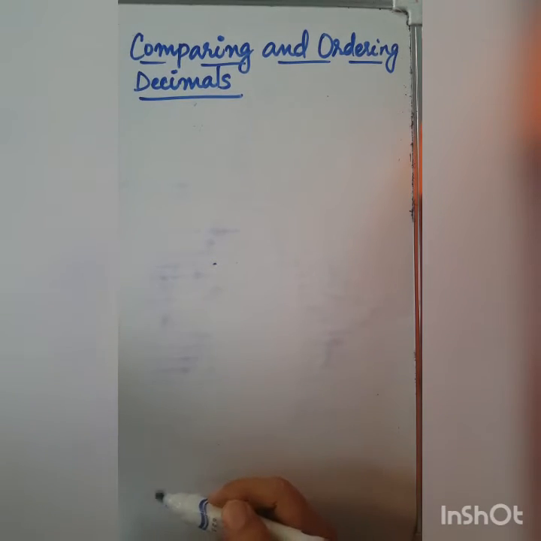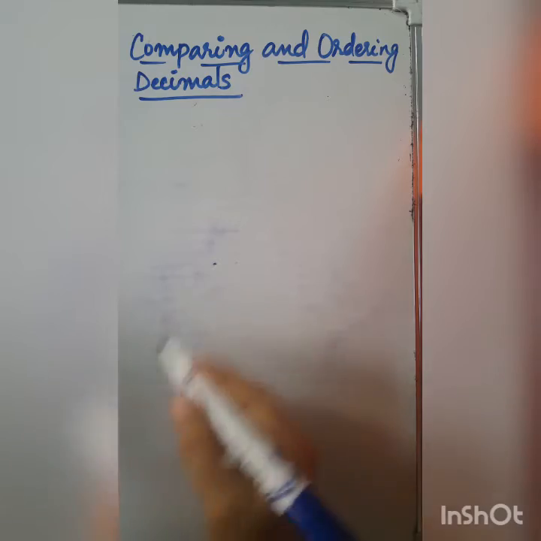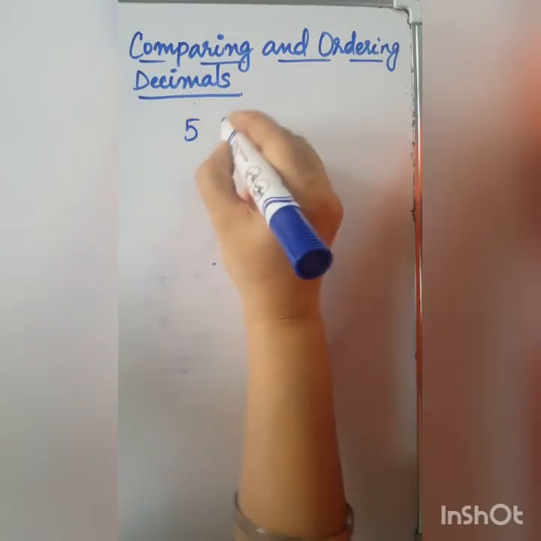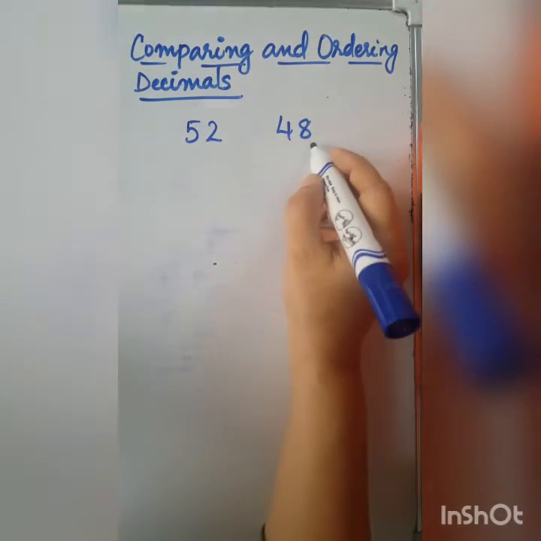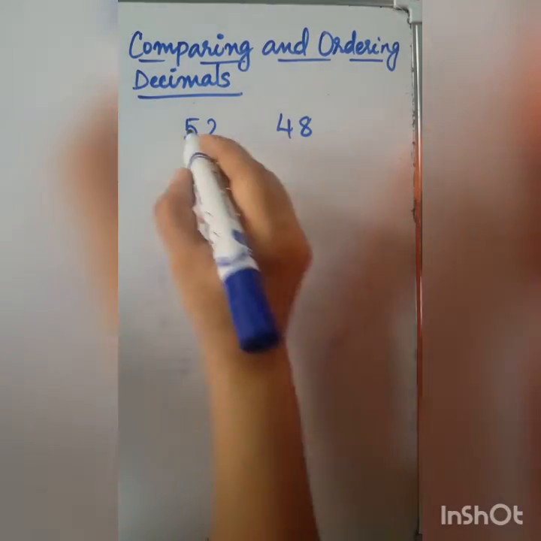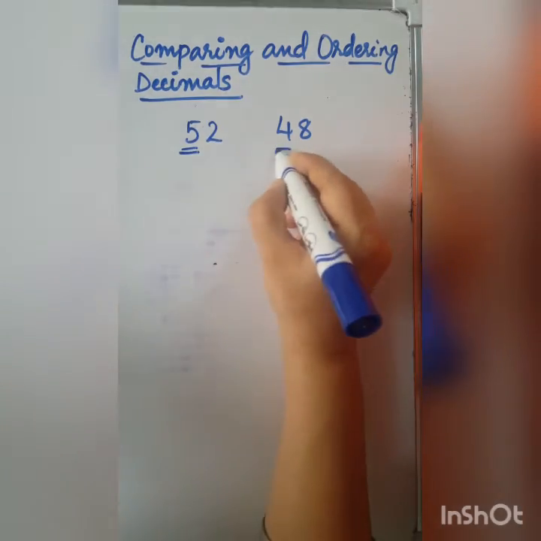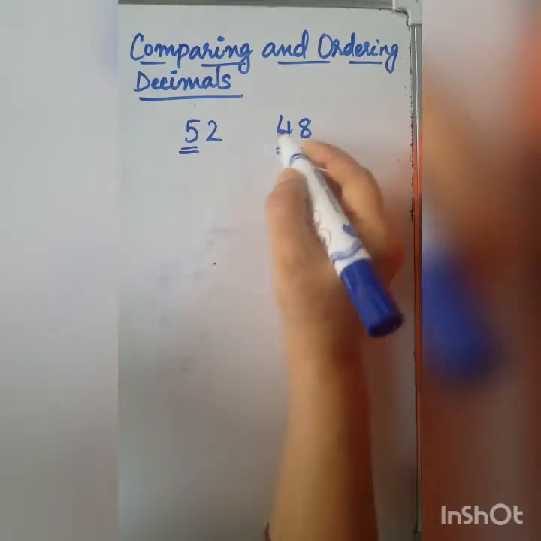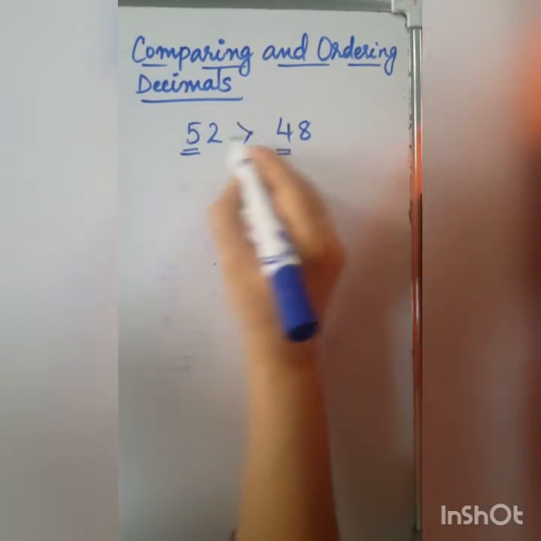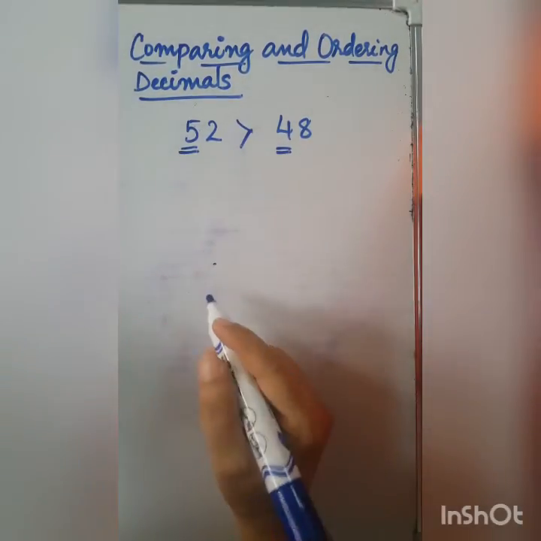While comparing and ordering decimals, we will follow the same rule as we used to follow while comparing the natural or the counting numbers. So suppose I have to compare two numbers 52 and 48. First I will count the number of digits. If the number of digits are same, then I will move to the extreme left corner and find the digit. Now here 5 we know is greater than 4. Therefore 52 is greater than 48.